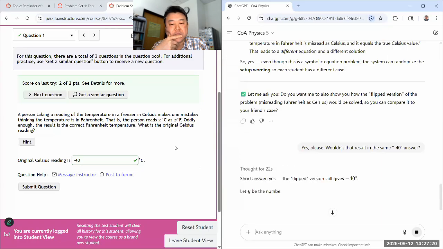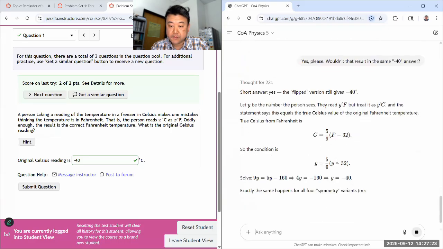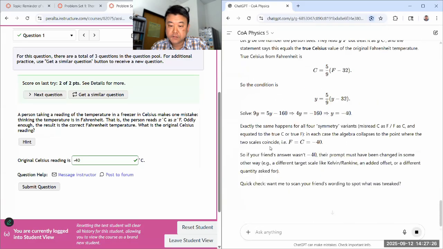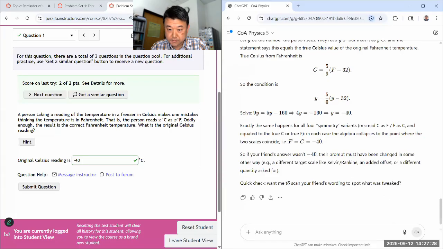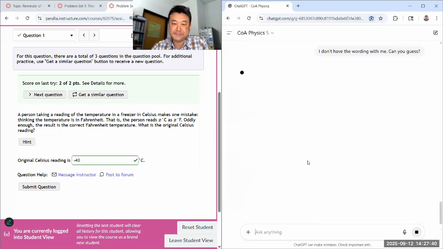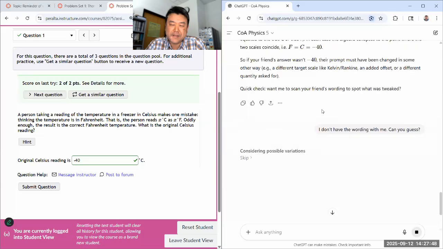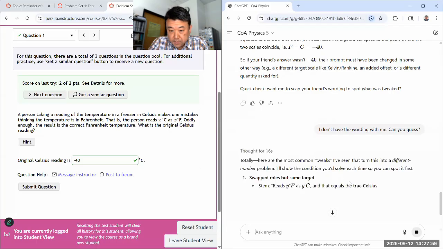I don't think I remember the version of the question. Sure. Answer that. I don't have the wording with me. Can you guess? I'll stop with this and then go to a more substantive question, and test its system instructions again with the more substantive question to see, hopefully, that it wouldn't give just the full answer right away.